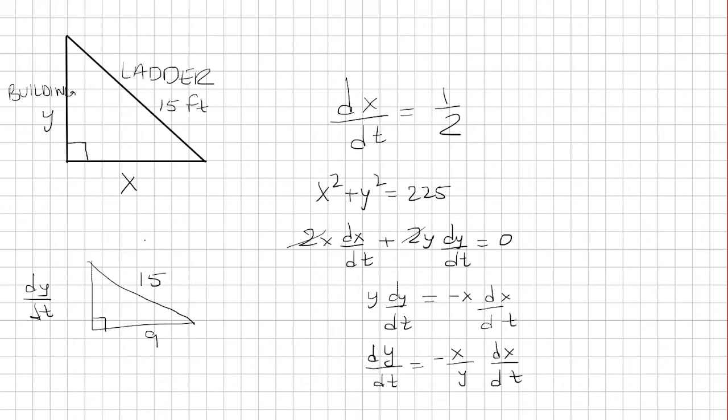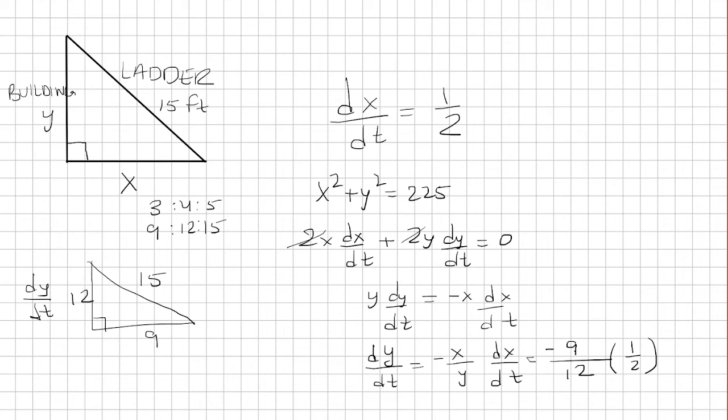Now, this looks like a 3, 4, 5 triangle. The hypotenuse being 15, base being 9. Think about it. 3 times 3 is 9. 5 times 3 is 15. That means 4 times 3 has to be 12. So this height is 12. X we said is the base, that's 9. The height we solved for is 12. Dx over dt was given to us as 1/2.